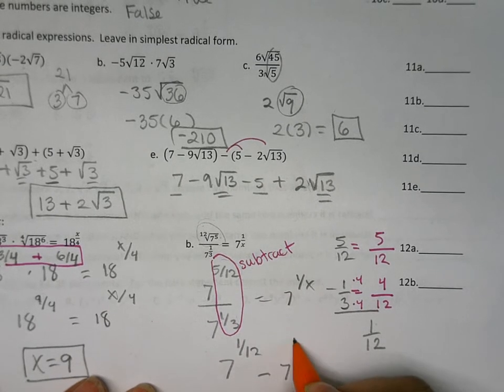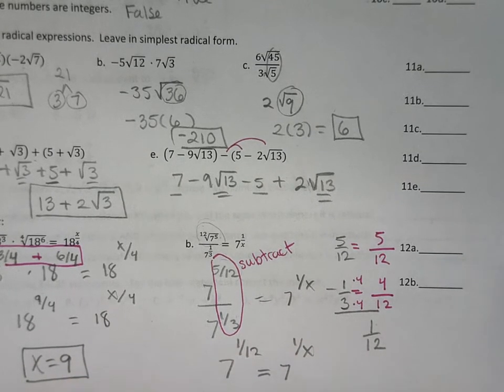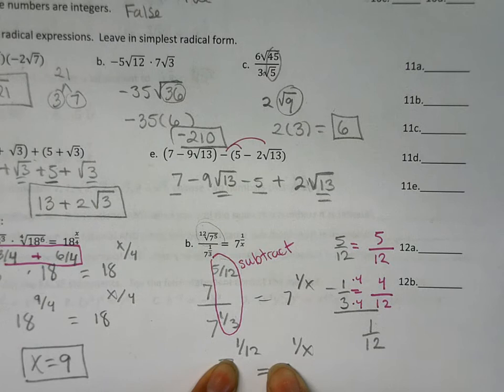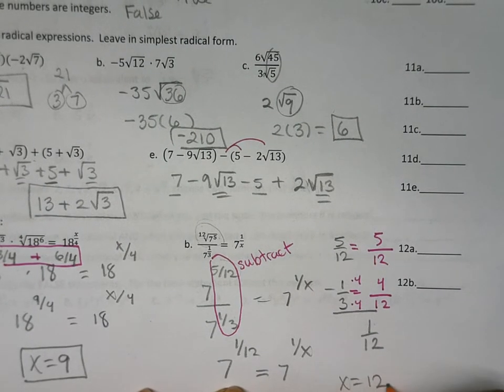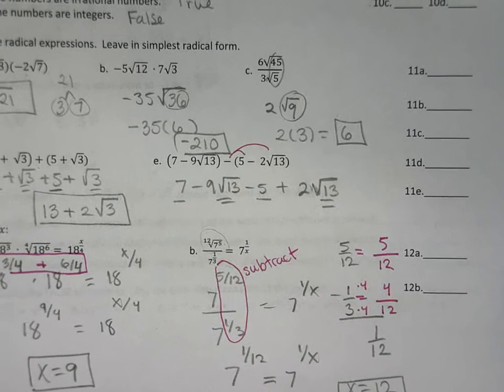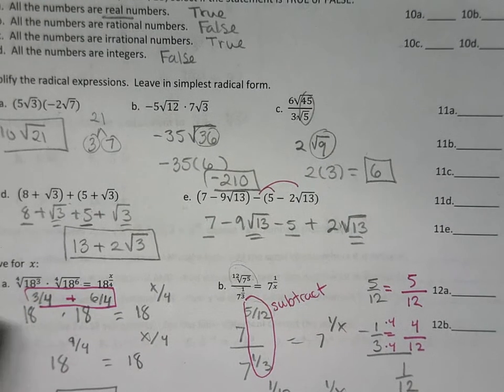Take away 7 to the 1 over x, equals. Since the bases are the same, the exponents must be equal. So what does x equal so that 1/12 equals 1 over x? X equals what? 12. Questions?